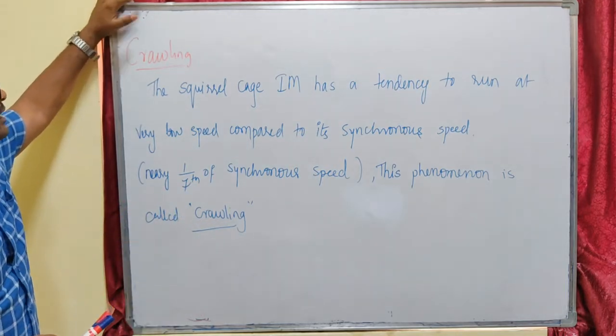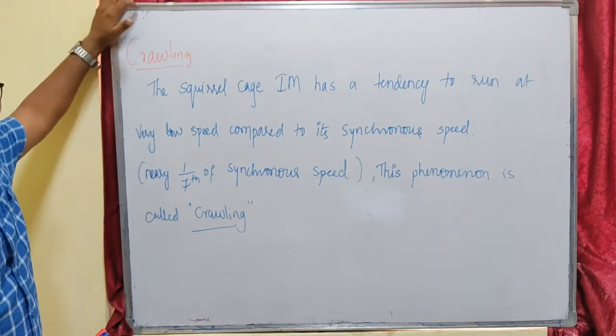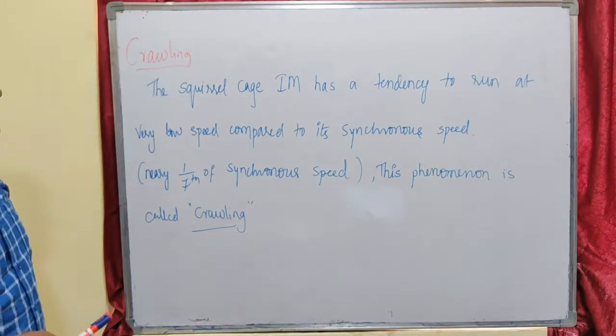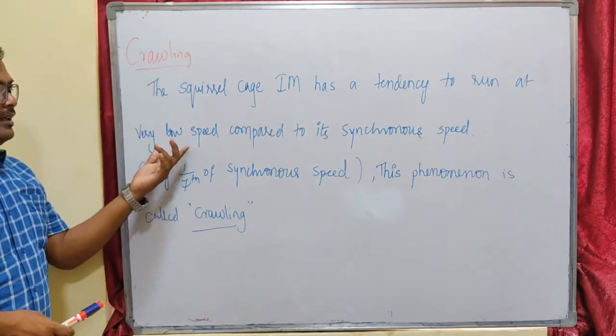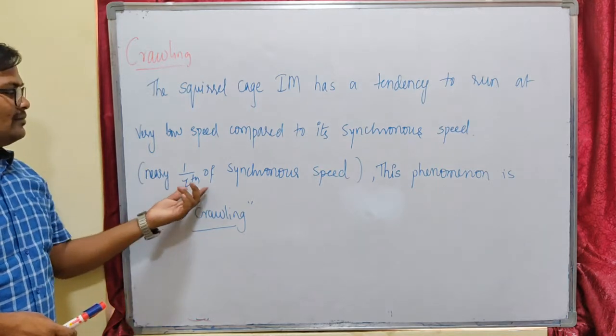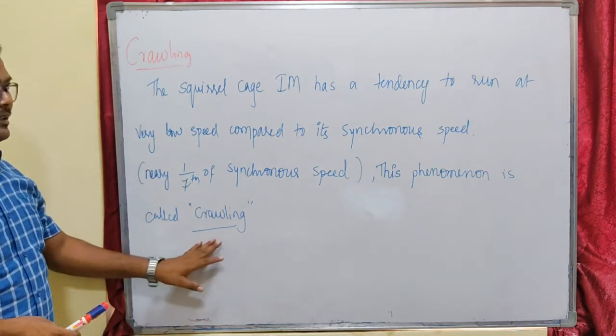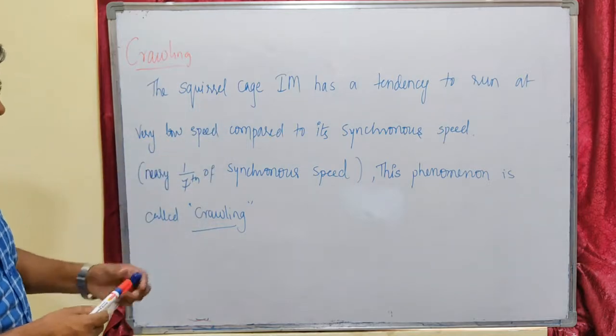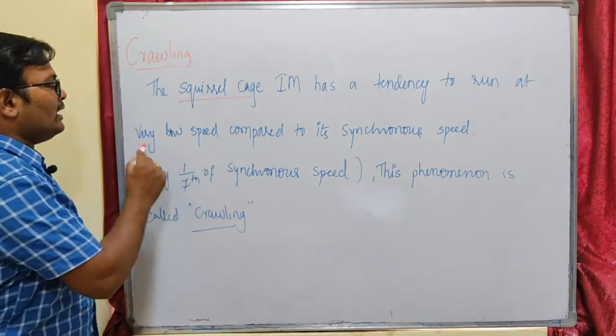Okay, so crawling is nothing but the squirrel cage induction motor having a tendency to run at very low speeds compared to its synchronous speed, nearly 1/7 of synchronous speed. This phenomenon is called crawling. That means our squirrel cage induction motor has a tendency to run at very low speed.